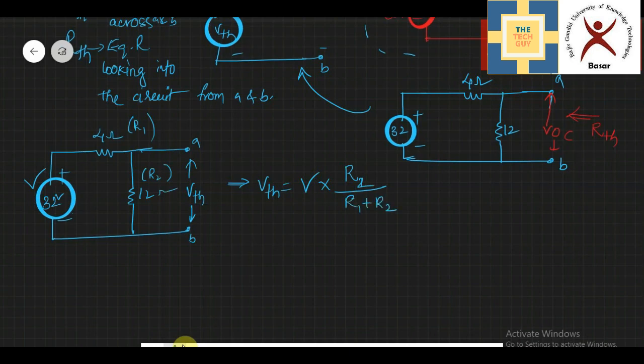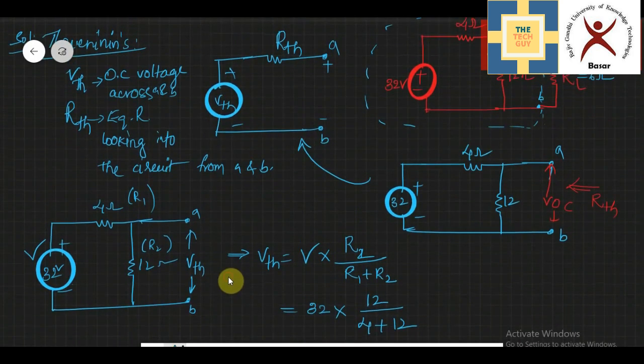I hope you know how to find voltage division. So that will be source voltage, 32, into the same resistance by total resistance. You can find it as 24 volts. So Thevenin's voltage we have obtained so far is 24 volts.